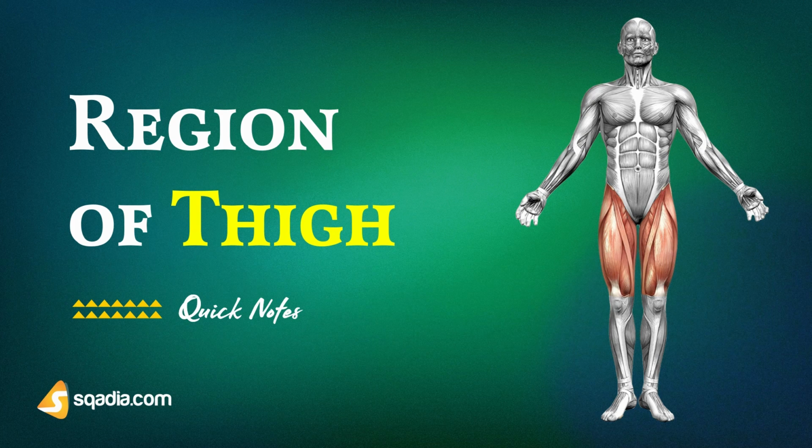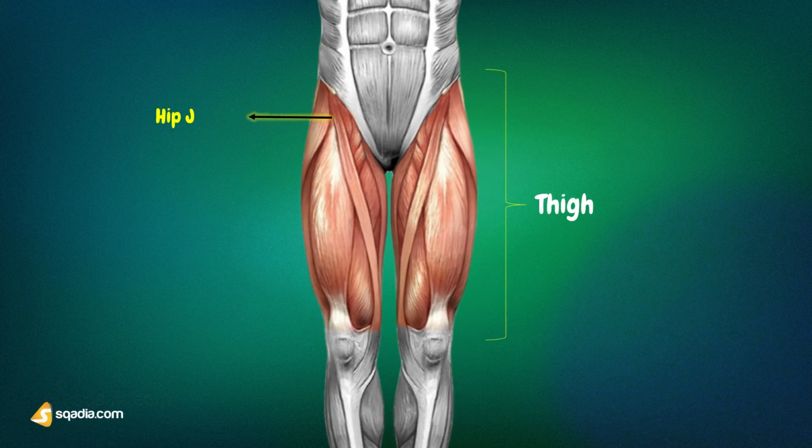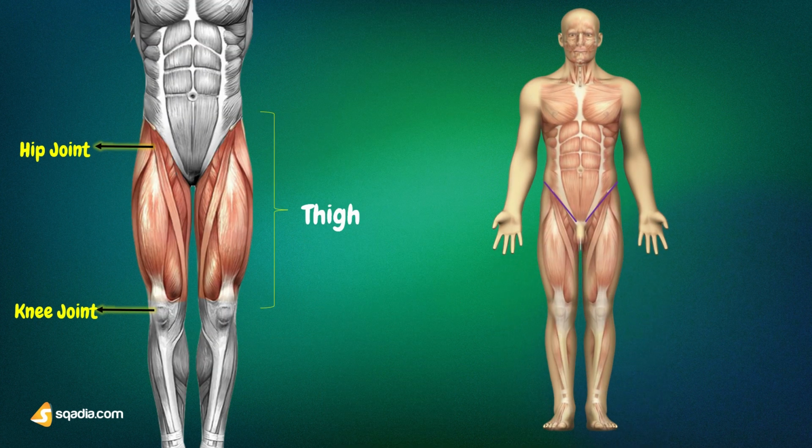In this video, we will talk about the region of thigh. The thigh is the region of the lower limb that is approximately between the hip and knee joints. Anteriorly, it is separated from the abdominal wall by the inguinal ligament.